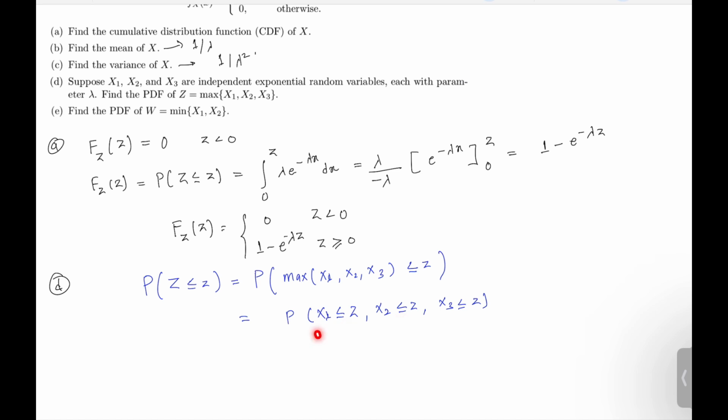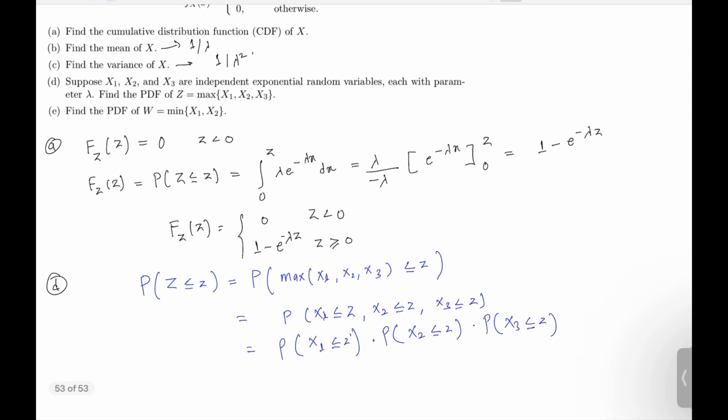And what's the benefit of doing this? The benefit is that since these random variables are independent, we can write these joint probabilities as the product of their individual probabilities. That is, the probability that random variable X1 takes a value less than z, times the probability that random variable X2 takes a value less than or equal to little z, times the probability that random variable X3 takes a value less than or equal to little z, right?